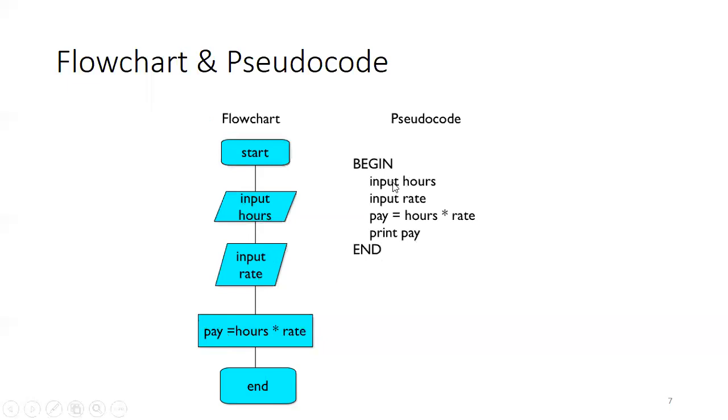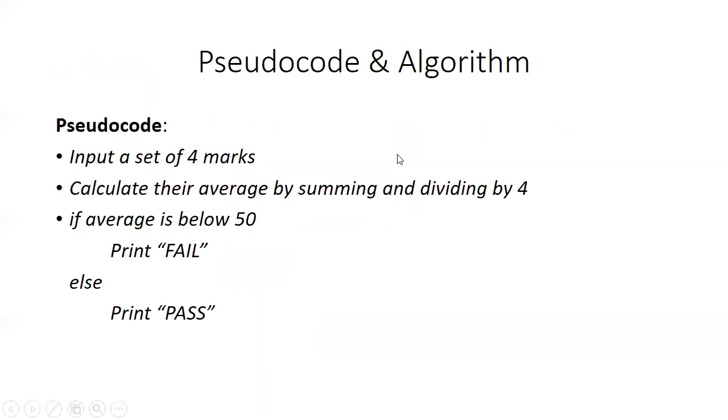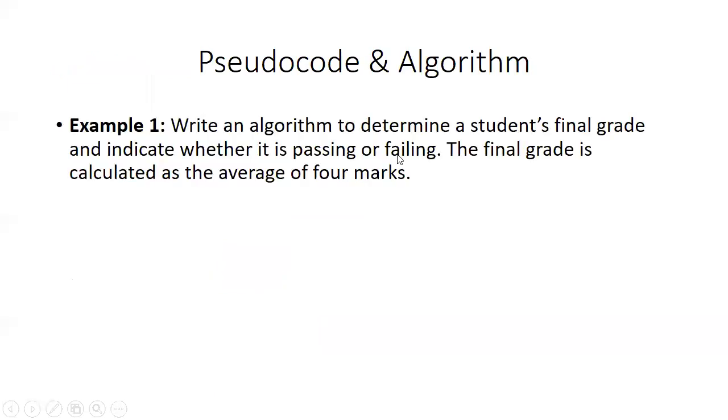Now in the pseudocode, we haven't really separated those out, have we? We just have some inputs here, and we just said input, and we have print, which is an output. That's actually missing from the flowchart, but that's okay. Okay, let's go to the next one.